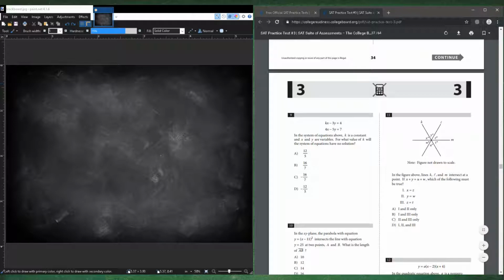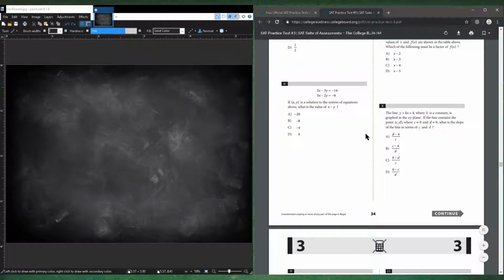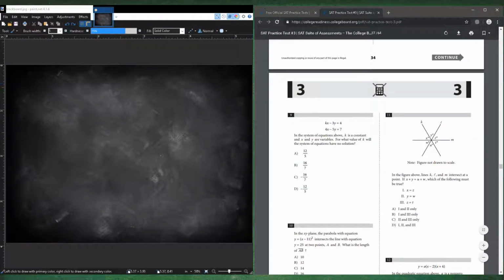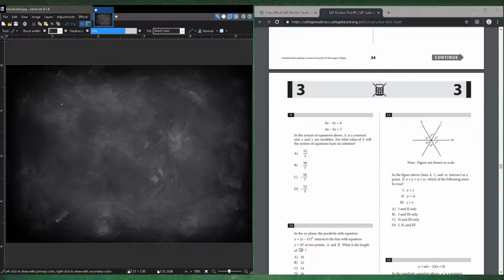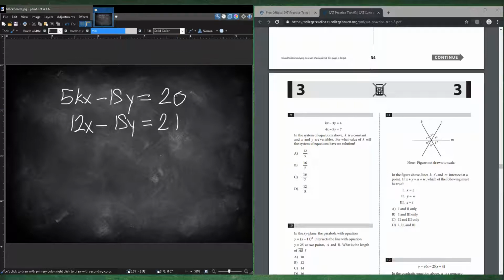So since there's a 5 and a 3 in the y's on the equations, like I did before in question 6, I'll multiply the first equation by 5 so I can get similar terms. So it'll be 5kx minus 15y is equal to 20. And I'll multiply the second equation by 3, so it makes 12x minus 15y is equal to 21. So 21 and 20 is already different, so that's one part checked.